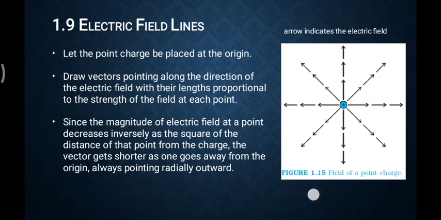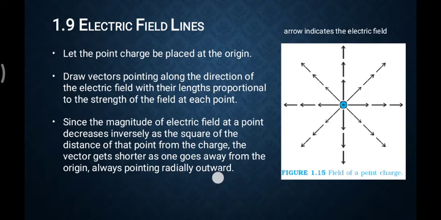So let the point charge be placed at the origin. Suppose anywhere we have a charge, we draw vectors pointing along the direction of the electric field, with their length proportional to the strength of the field at each point. As you can see in the figure, at the center you have one charge and we are drawing some vectors. The innermost vectors are lengthier, the next layer of vectors is shorter than that, and the next layer is shorter still. It means the length of the vectors shows us the strength of the electric field.